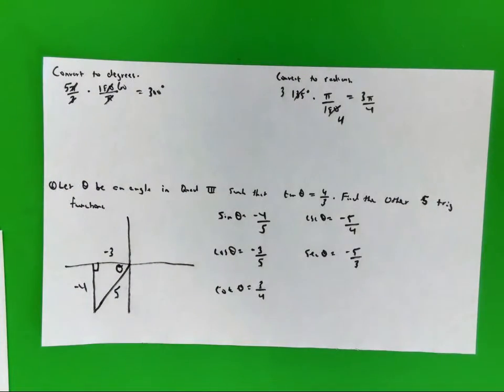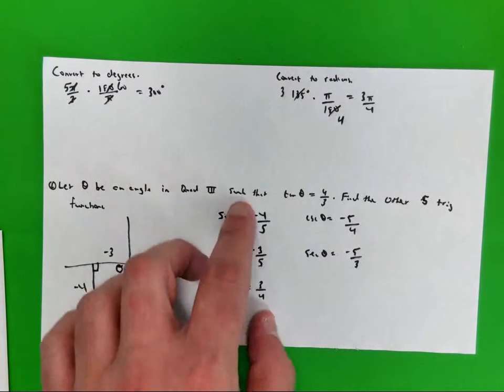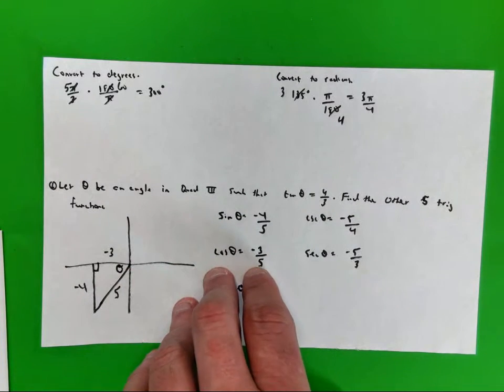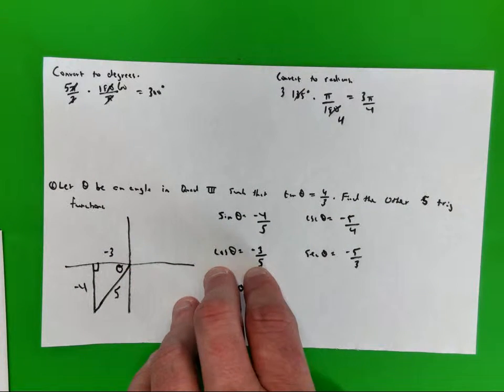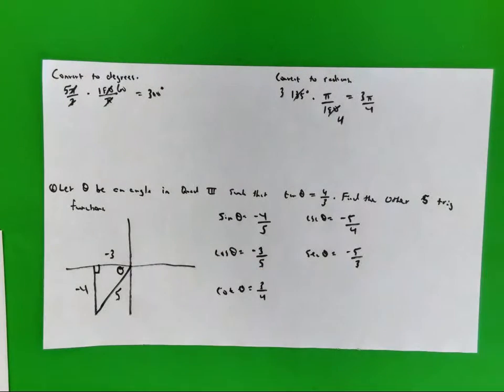Now, question, what if you had radicals here and you ended up with a radical in the denominator? Would you have to rationalize? Yes.